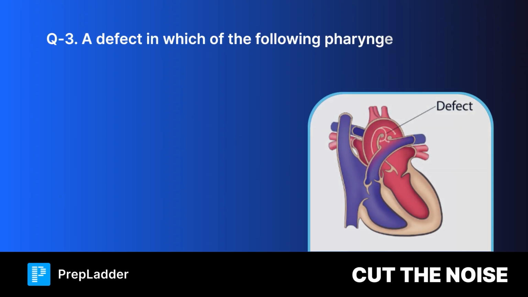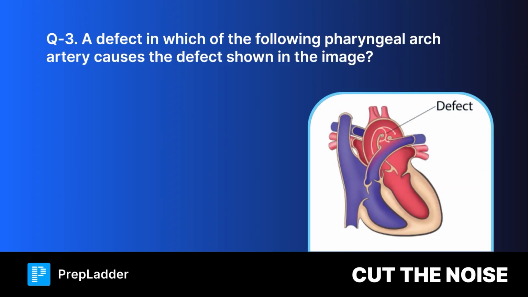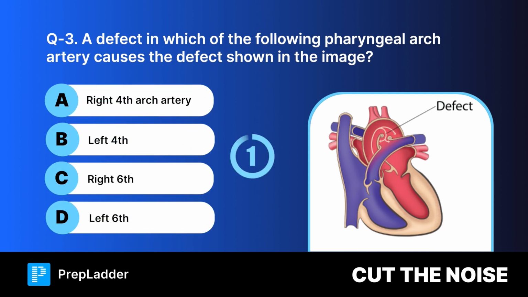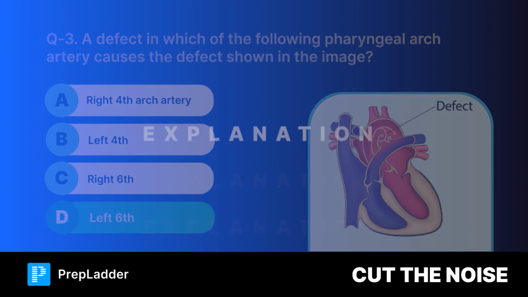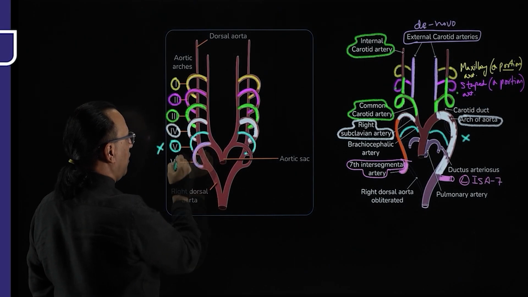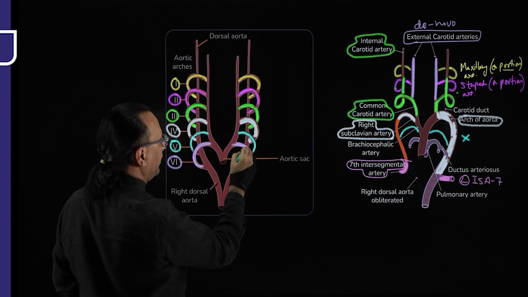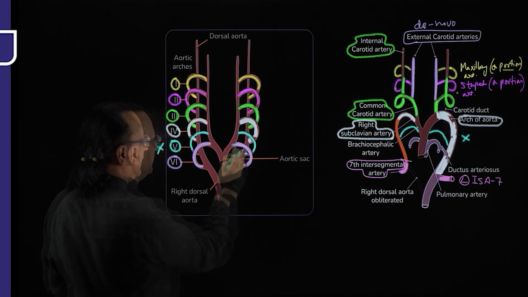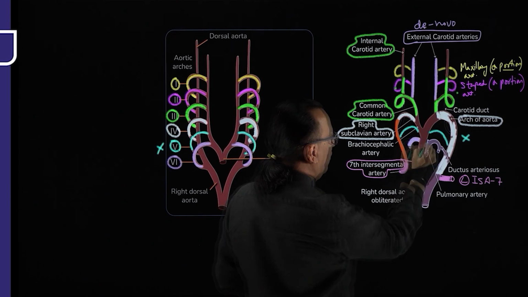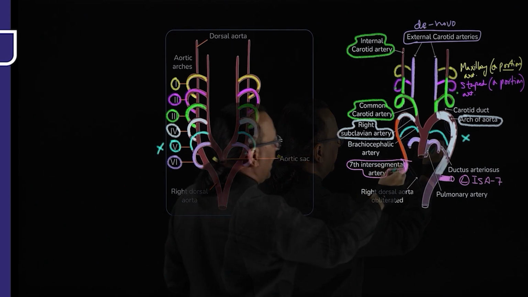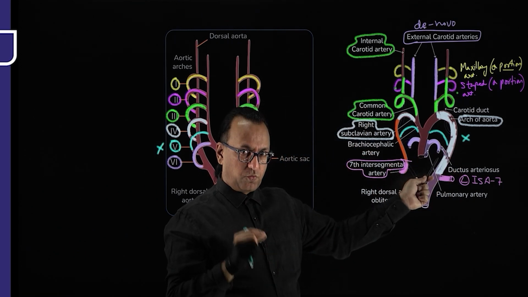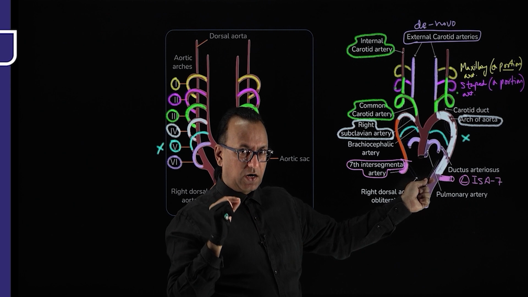Question 3. A defect in which of the following pharyngeal arch artery causes the defect shown in the image? Your options are, and the correct answer is left sixth. Here's the explanation. The sixth arch artery may be on the right side or on the left side. They are contributing to the pulmonary arteries. As evident in this diagram, maybe the right sided pulmonary artery or the left sided pulmonary artery. And here we need to remember the sixth arch artery also contributes to what is called the ductus arteriosus.